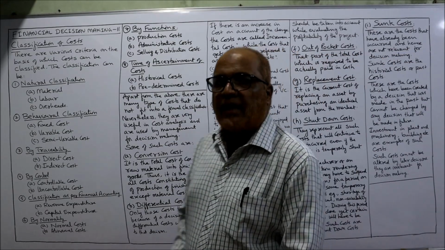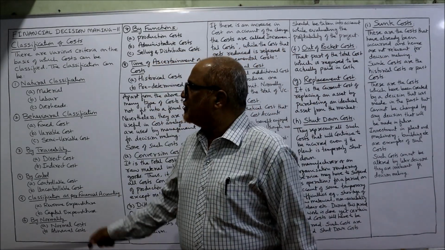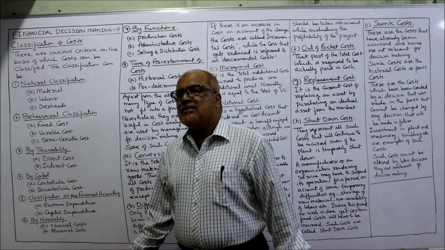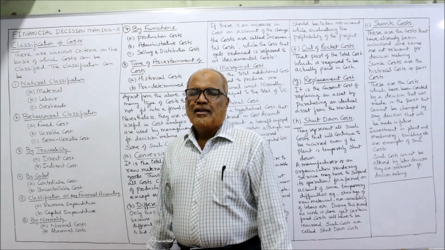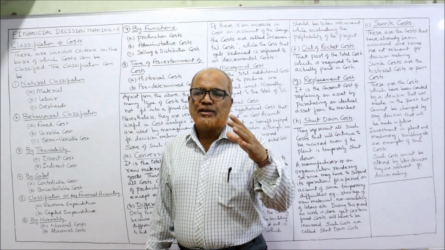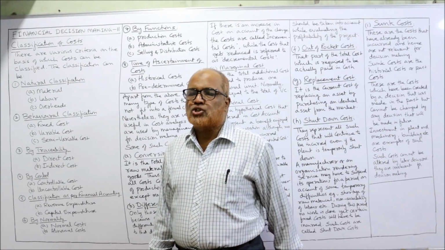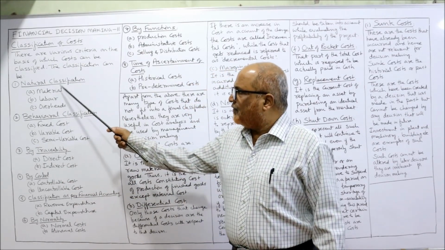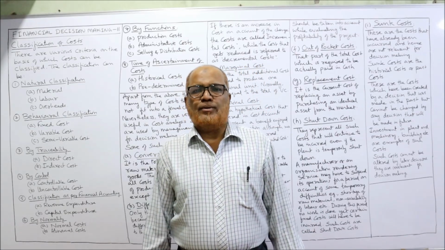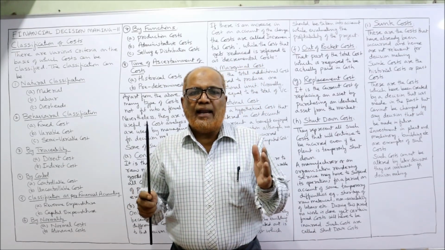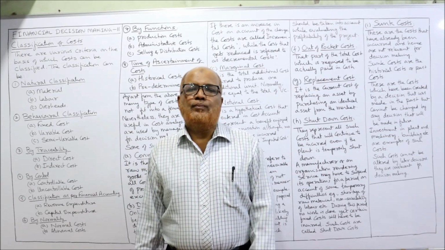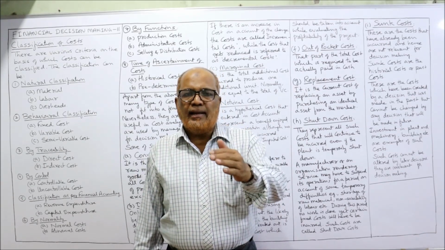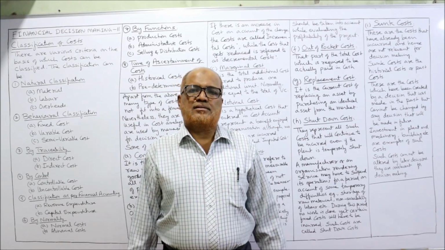Now, classification of cost. There are various criteria on which the cost will be classified. The important bases or criteria of classification of cost are as follows. The first one, natural classification. According to the elements of cost, we can classify the cost into material cost, labor cost, and overheads.